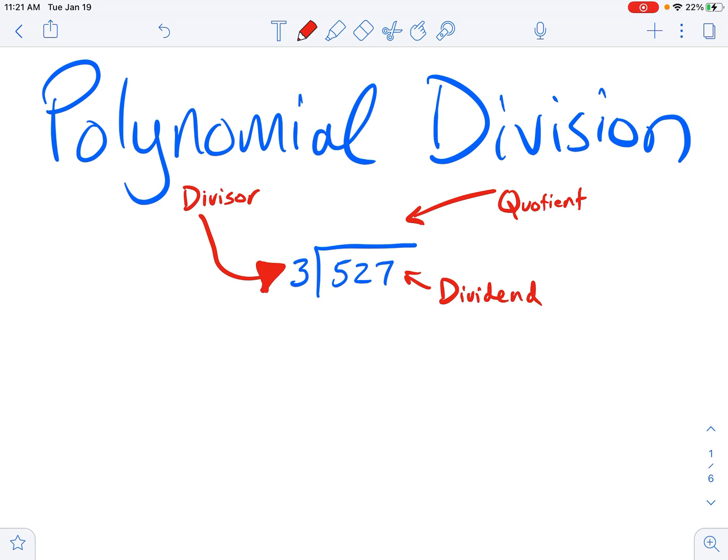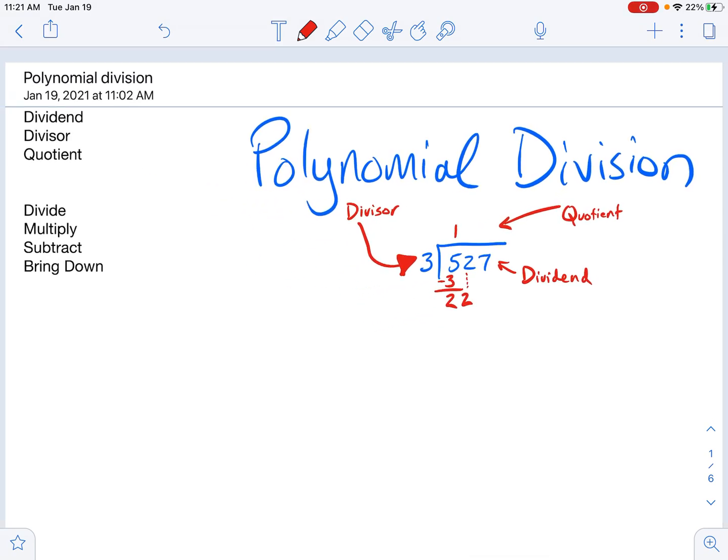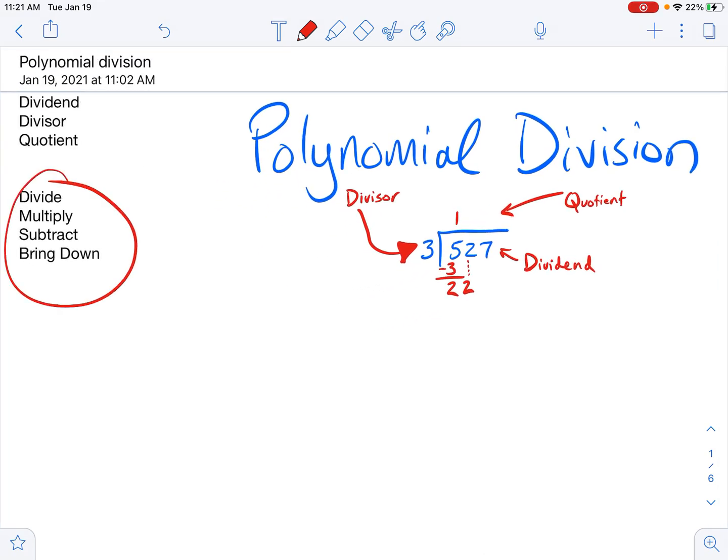So just observe that when we do this problem, for example, first we divide. 5 divided by 3 goes in once. Then we multiply, then we subtract, and then we bring down. So we divide, multiply, subtract, and bring down. This sequence of events is the same thing that we're going to do for polynomial division.